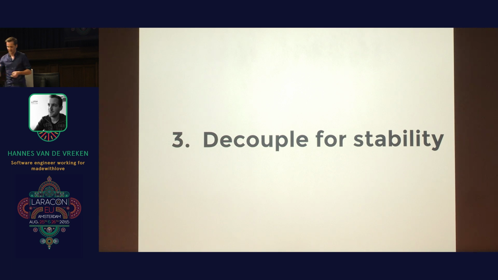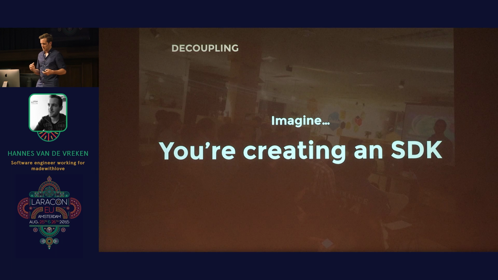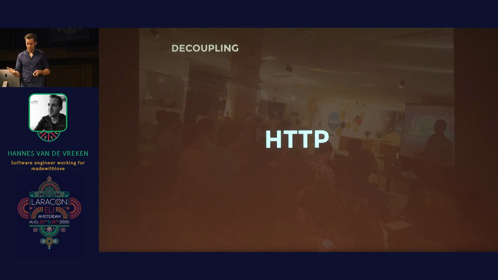Decouple for stability. This is the last chapter. Let's start over. You work at a company, you built a SaaS product or something, and you want to make people engage with your SaaS product more, so you're trying to build an SDK. Your SaaS product probably has an API. The API uses HTTP to communicate with it, so you need an HTTP client. The SDK needs an HTTP client.